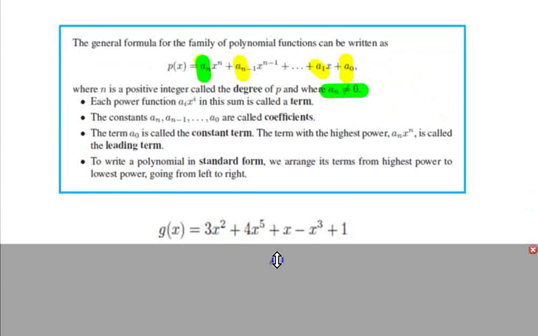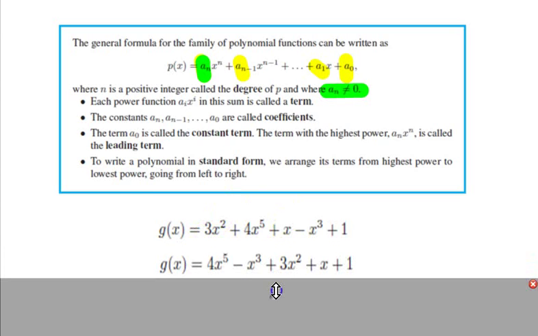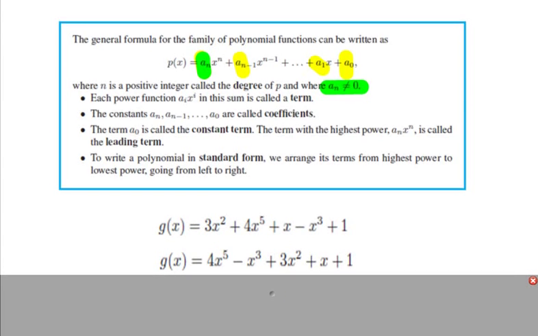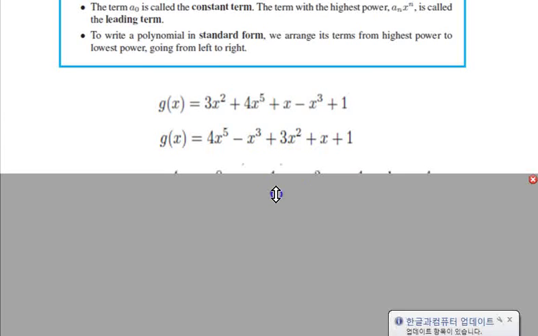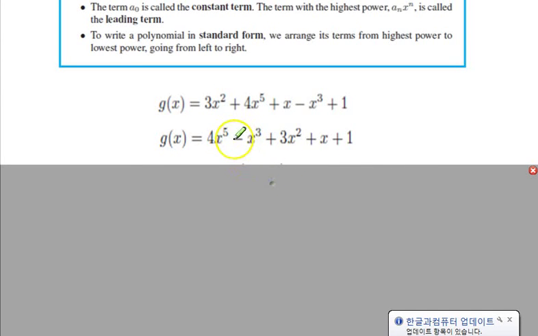So here are some examples of polynomial functions. This is not in standard form because the highest power is not to the left. So to rewrite this into standard form, we would have to put the 4x to the 5th as the first term, then the negative x to the 3rd, then the 3x squared, then the x, and then the 1. And this is what we have right here. Okay? Now, some of you may notice that there is no x to the 4th power term. There is, but the reason why we can't display it is that the coefficient of x to the 4th is 0, which is why it's not there.